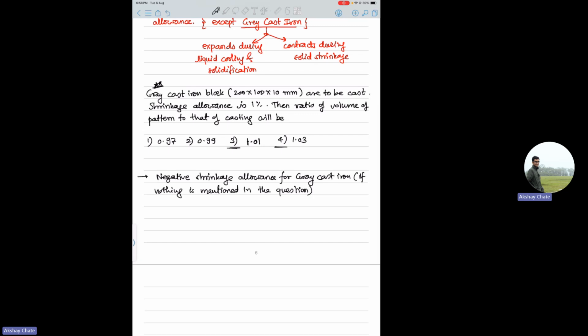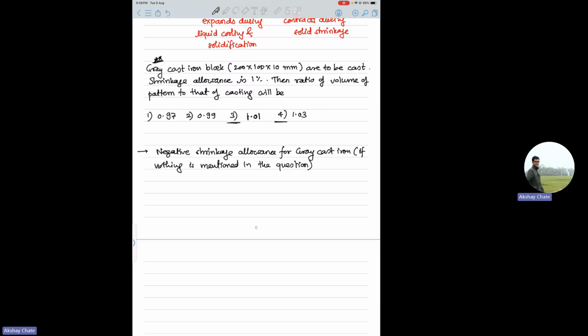Now see, they have given shrinkage allowance as 1%. So the question is whether it's volumetric or linear. As I told you, typically it is linear dimension. If the question mentions volumetric, then only you take it volumetric, otherwise it's linear. So the shrinkage allowance applies to 3 dimensions: length, width and height.